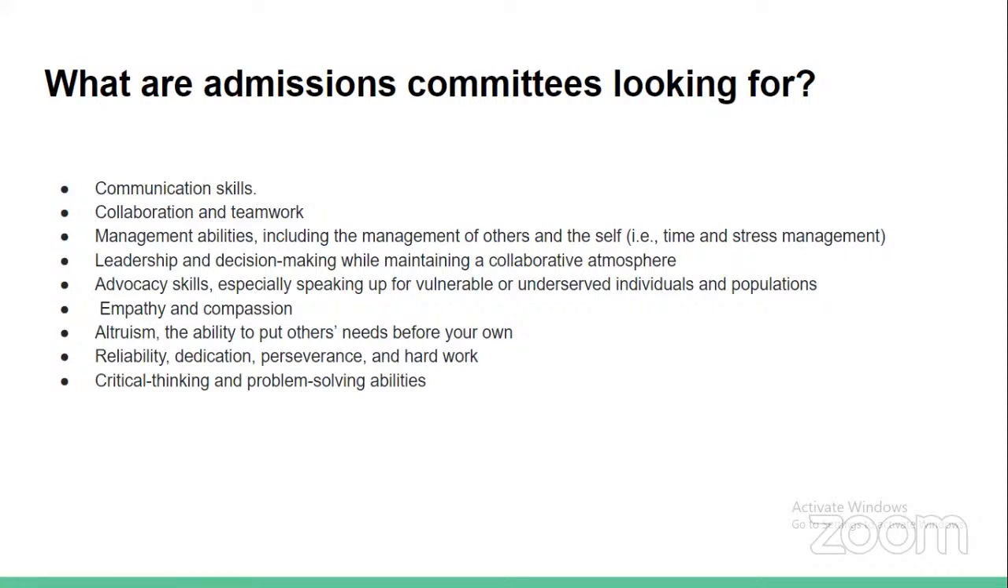I think this is a vital factor to have as a candidate and in the residency, as well as advocacy skills, to speak up for vulnerable or underserved individuals and populations. And empathy and compassion for your patients as well is so important. And the ability to put others' needs before your own, and reliability, dedication, perseverance, critical thinking, and problem-solving abilities.